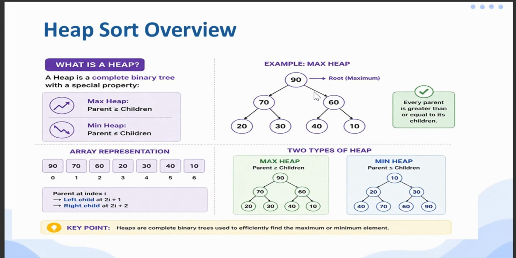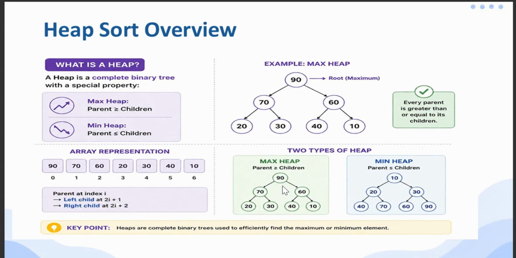There are two types of heaps. They are mirror images of each other. In a max heap, every parent node is greater than or equal to its children. This means the root of the heap contains the largest element in the entire structure. You can see in the diagram.